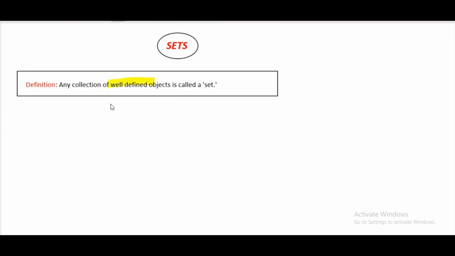So what is meant by well-defined objects here? Let's try to elaborate this. Let's see one example. How can we tell that it is a well-defined collection of objects?